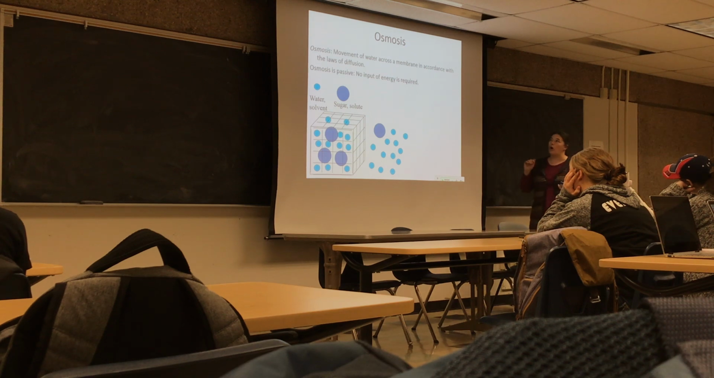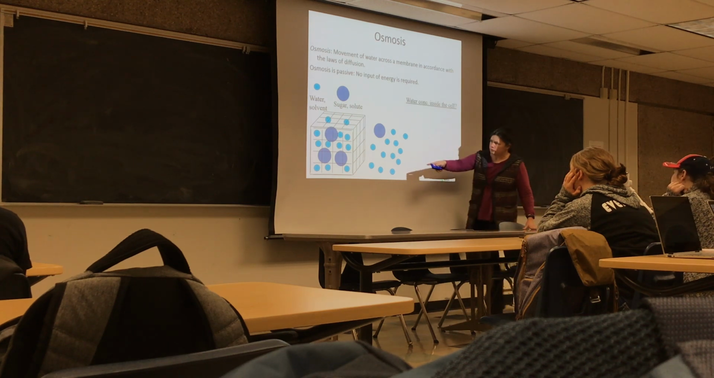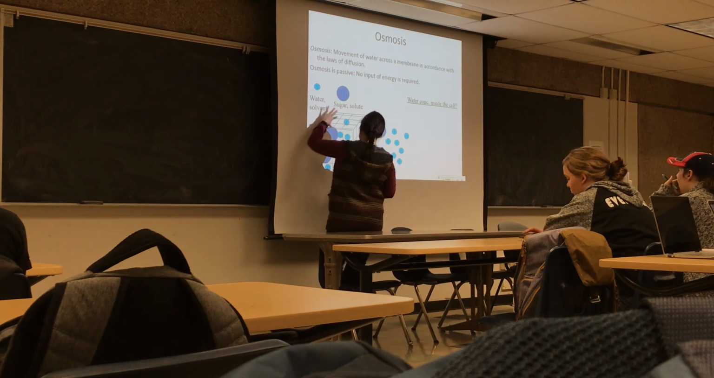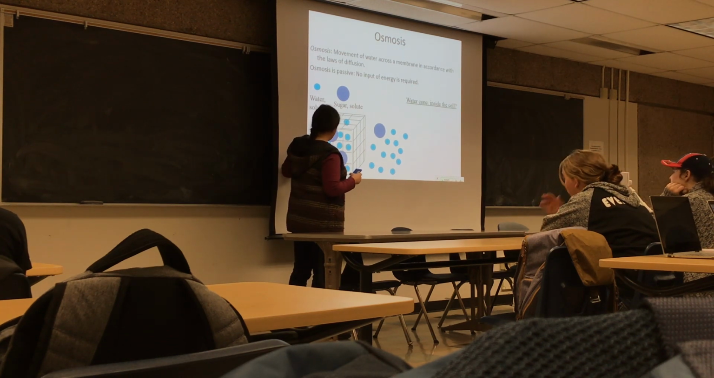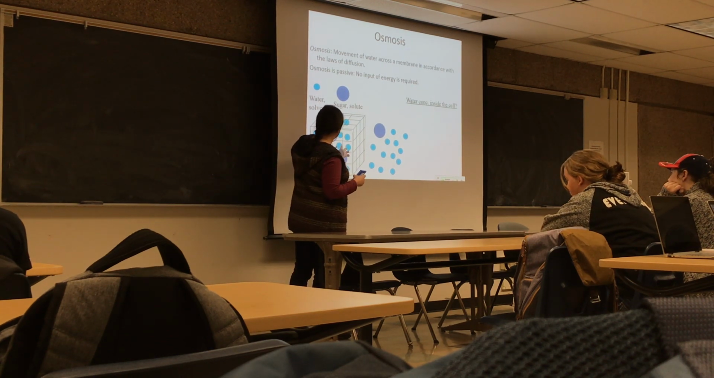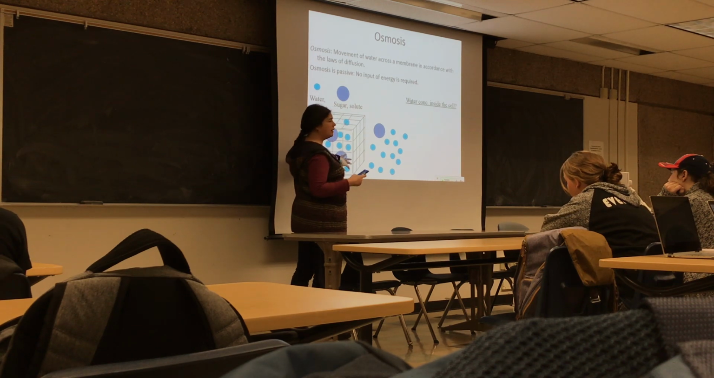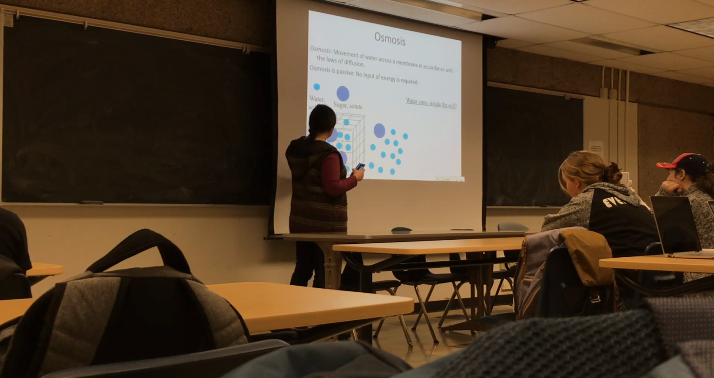So osmosis is always going to happen whenever you have a difference in the amount of dissolved stuff between the two sides of the membrane. Okay, that make sense? All right, so let's take a look at a little example here. This little square is a hypothetical cell. The large blue circles represent a sugar, so a dissolved compound. The small blue circles represent water.